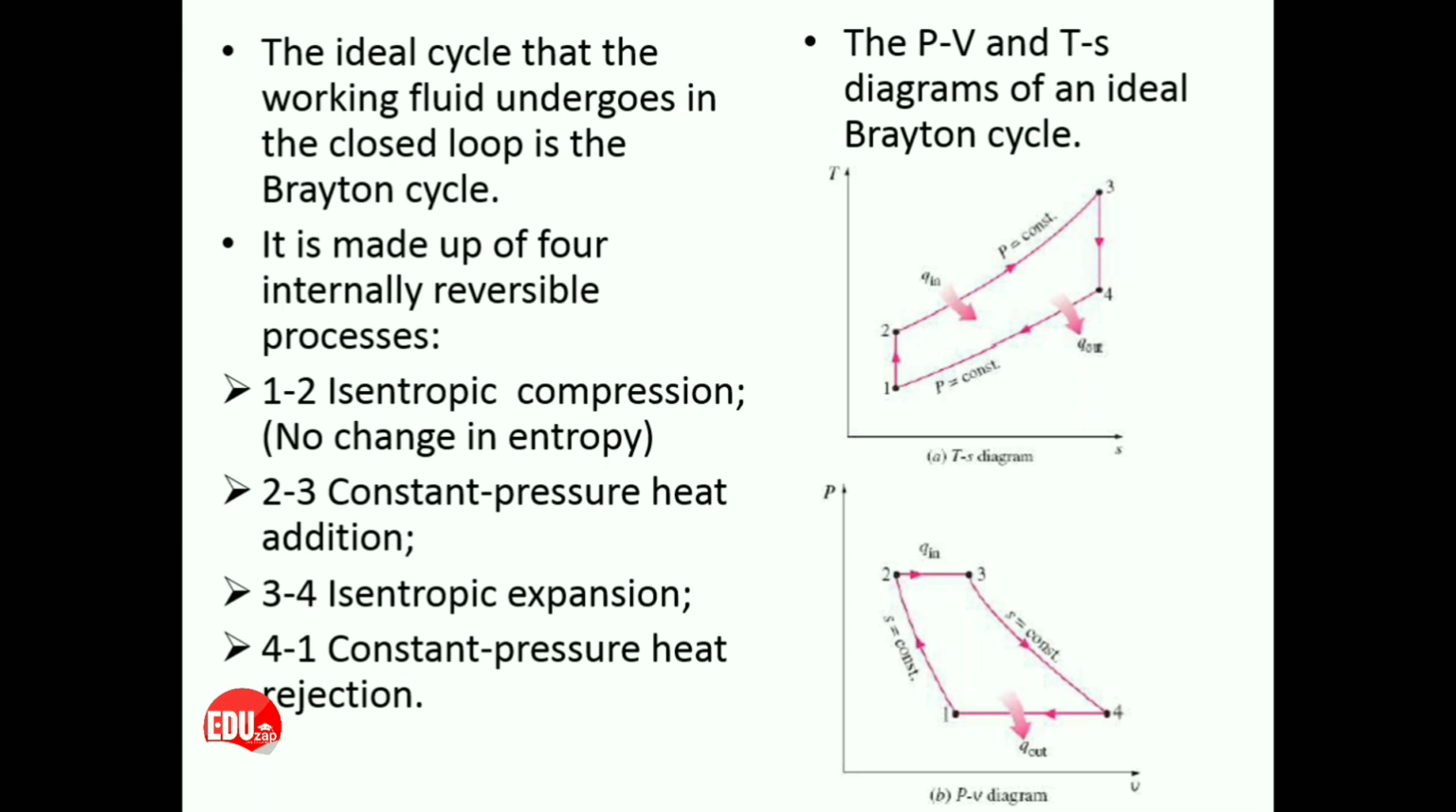Now coming to the PV diagram, you can see the process 1 to 2, it is an isentropic process which is represented as a curve in the PV diagram. Again process 2 to 3 is a constant pressure process where heat is added, and in process 3 to 4 it is again an isentropic process and which is expansion also. You can see the pressure is reduced from P3 to P4 and volume is increased from V3 to V4. Now the last process, that is process 4 to 1, it is a constant pressure process and heat is given out in this process.